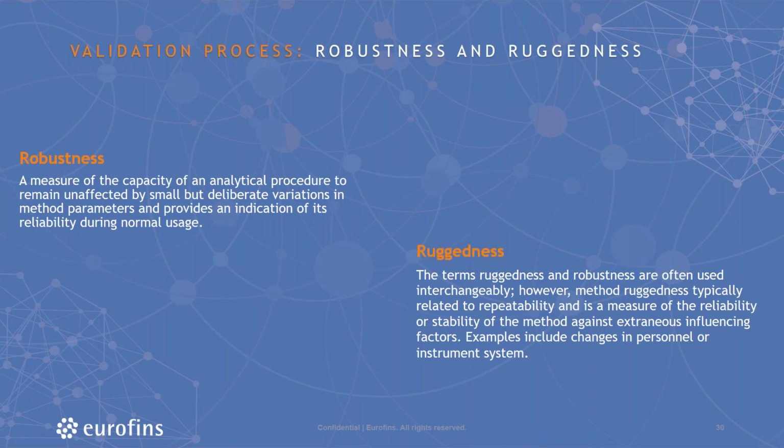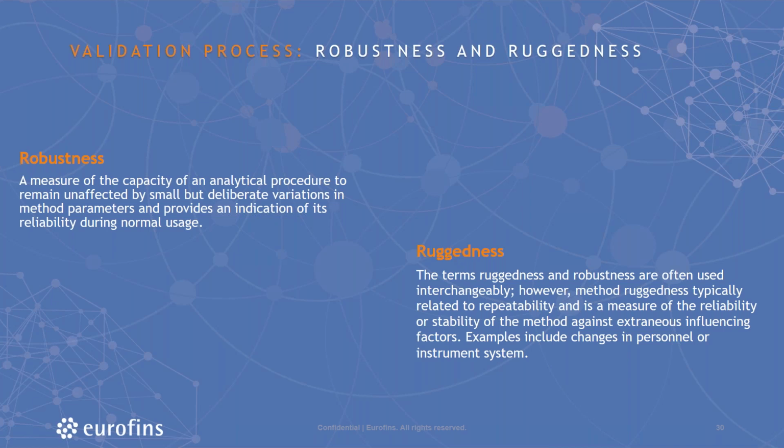Robustness and ruggedness. Robustness is a measure of the capacity of an analytical procedure to remain unaffected by small but deliberate variations in the method parameters. For example, if your HPLC is set to have the column conditions at 25C, you may want to push those conditions to 20 and 35 and see how much it changes your sample. Probably a better example would be adjusting your mobile phase pH slightly one way or the other and seeing how that impacts the analysis.